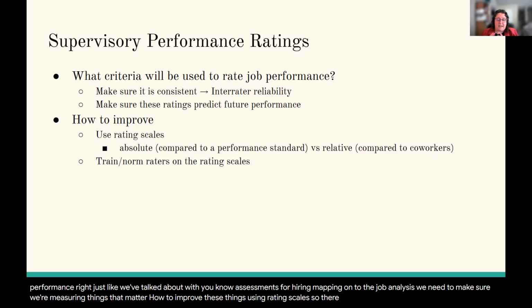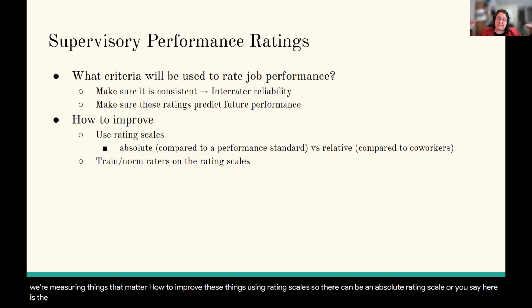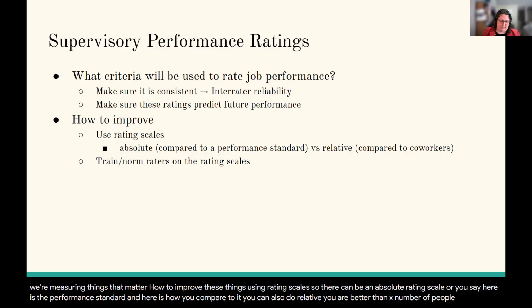So there can be an absolute rating scale where you say, here is the performance standard, and here is how you compare to it. You can also do relative. You are better than X number of people in your team.